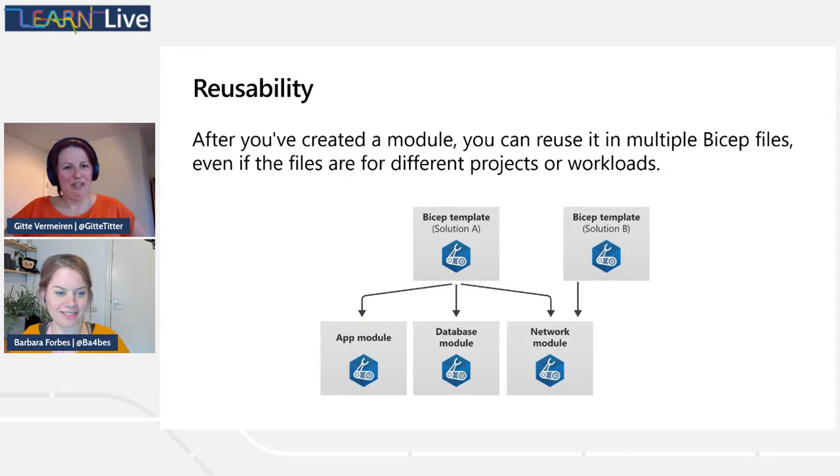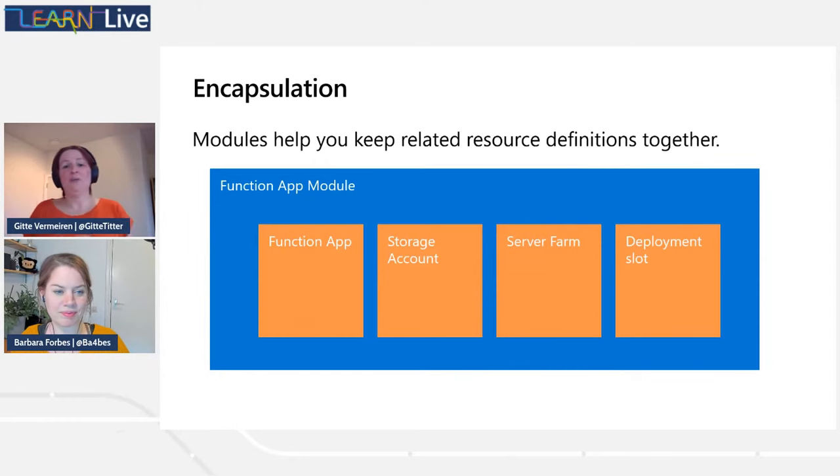So, cool. One other thing you can do with modules is encapsulate resources. Meaning that if you need to deploy something to your Azure environment, often it's not just one thing you're deploying. It might be that when you need to deploy, let's say, a function app, for that function app you also always need a storage account. And the function app needs some kind of compute to run on, either the consumption plan or a premium plan, the server farm, we call it on the slide. And it might also be that for the function app, you want a deployment slot, which can be used to do zero downtime deployments of new versions of your function app.